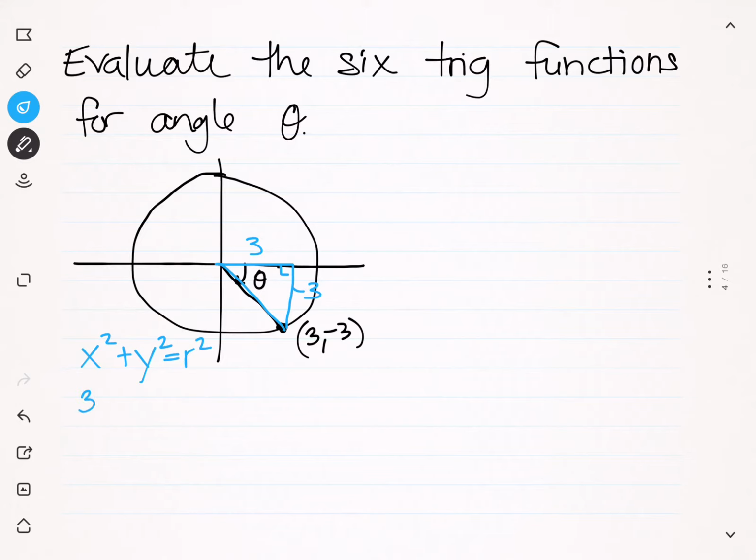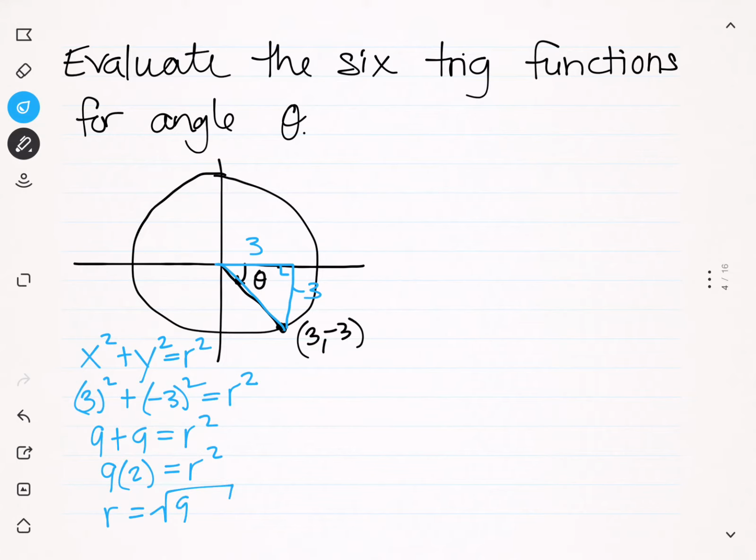So then 3 squared plus negative 3 squared is equal to r squared. That gives us 9 plus 9 is r squared, so that is 9 times 2. What I'm anticipating here is that we're going to have to rationalize this number. So I take the square root, and I get the square root of 9 times 2, which equals 3 root 2. You want everything in simplest radical form. So my radius is 3 root 2.